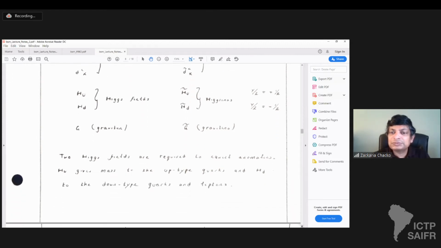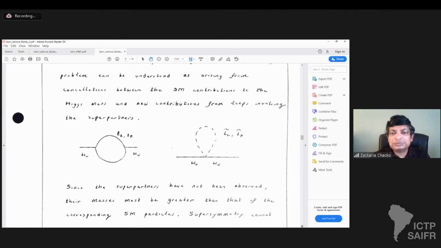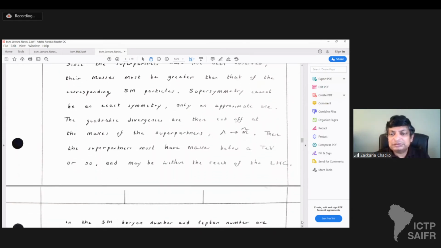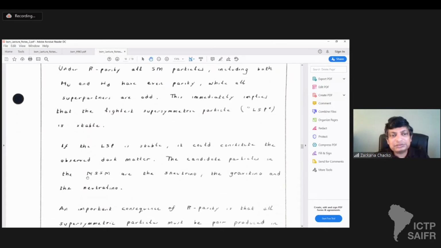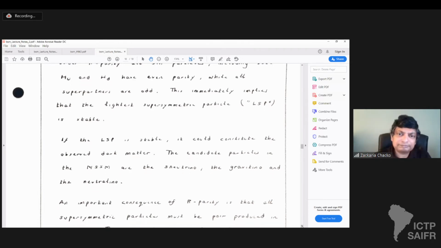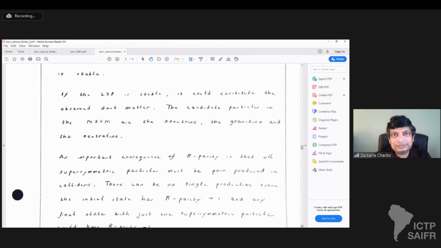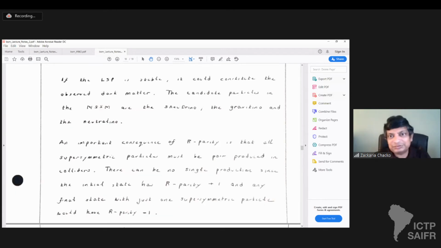Okay. So let's see, let's go down. The candidate particles in the MSSM to play the role of dark matter are the sneutrino, the gravitino, and the lightest neutralino. Whichever of these is the lightest, that guy could play the role of the dark matter. And hundreds of papers have been written on each of these, studying them in detail.